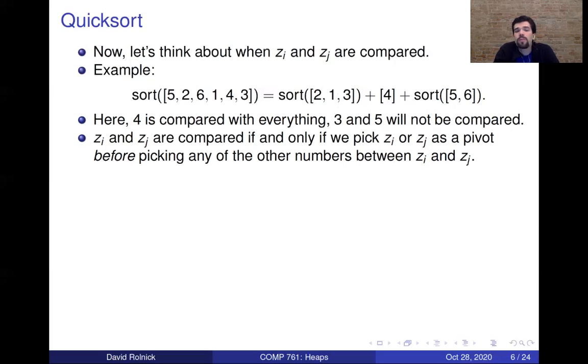So basically what we see here is z_i and z_j are compared if and only if we pick one of them as the pivot before we pick any of the other numbers between them. If we pick one of the other numbers between them before we pick them as a pivot, that means we've divided the list into two sublists, and z_i is on one side and z_j is on the other side, and they're never going to be compared. But if we pick z_i or z_j as a pivot before that, then we're going to have to compare z_i and z_j. Any questions about this?